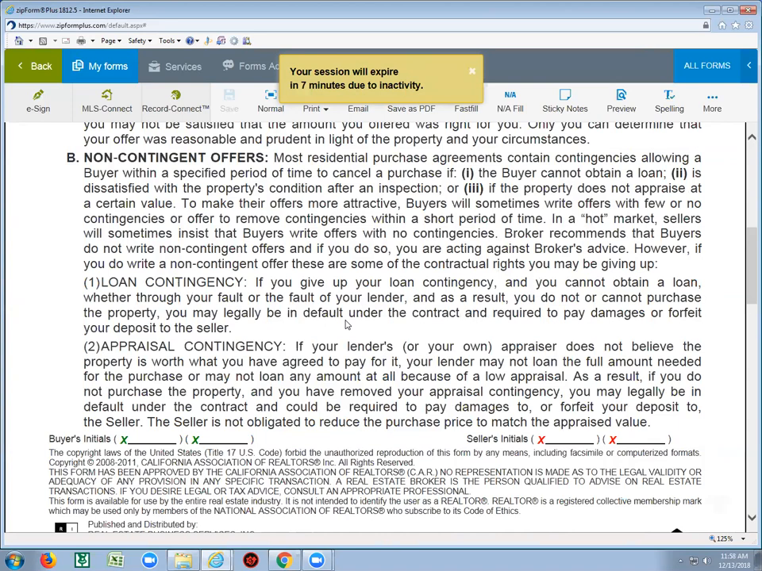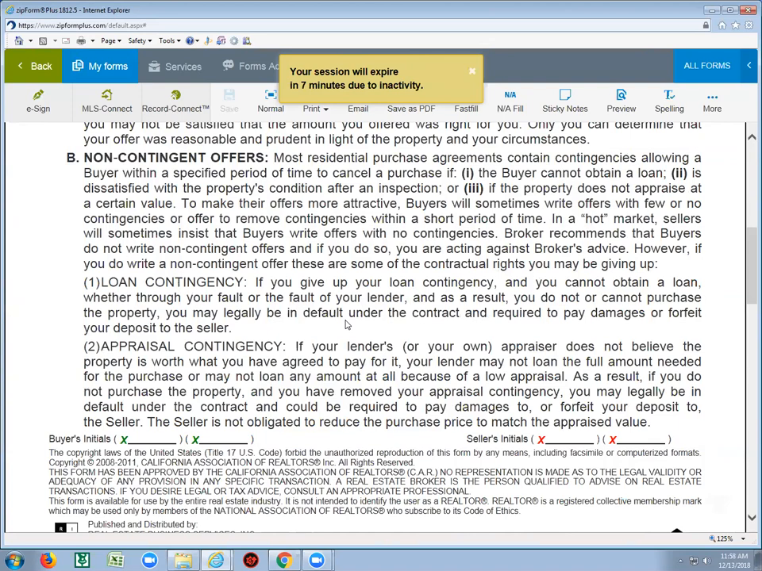Okay, let me finish this. The broker recommends that the buyer do not write a non-contingency offer, and if you do so, you are actually going against the broker's advice. However, if you do write a non-contingency offer, there are contractual rights you may be giving up. Contingency means you have a right to cancel. If you remove the contingency, you give up your right to cancel, whatever the right may be.